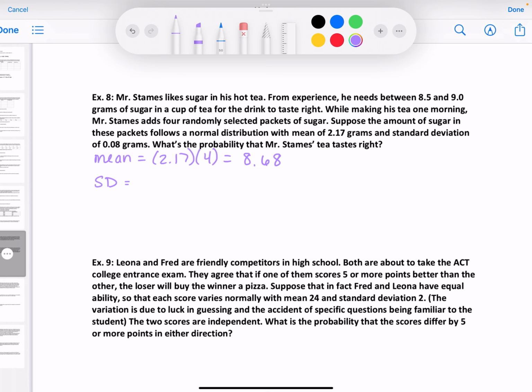So would you square the mean, or square root the mean? Not the mean. I was given a standard deviation for each packet of 0.08. Square root, right? Square it first. Oh yeah. So it's going to be the square root of 0.08 squared times 4. I won't make you do that in your head. It's 0.16.